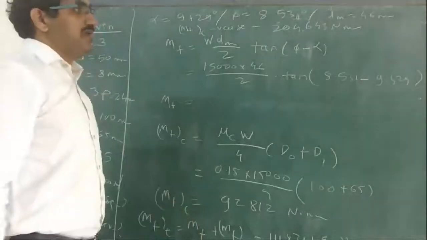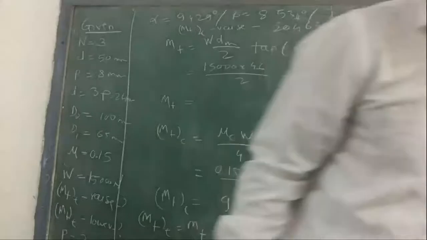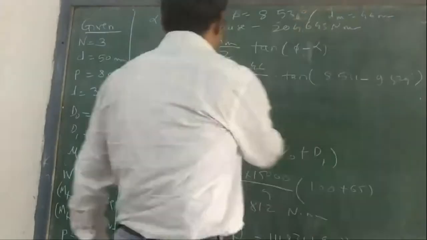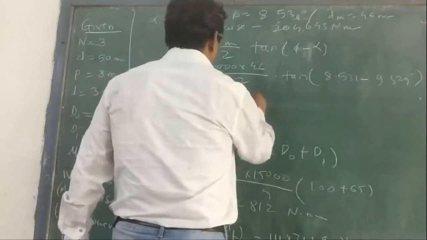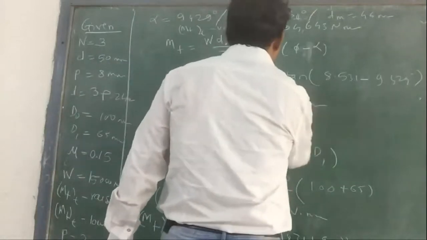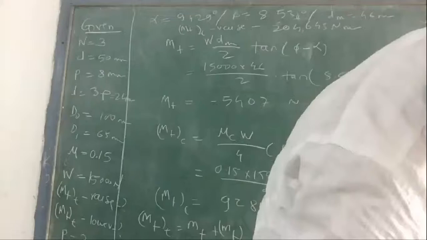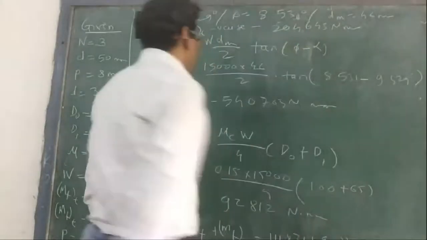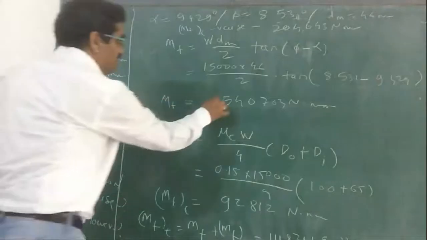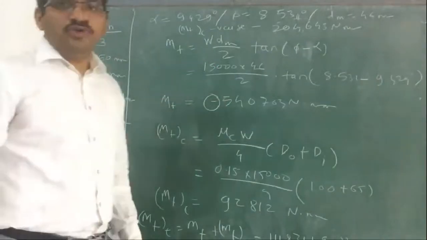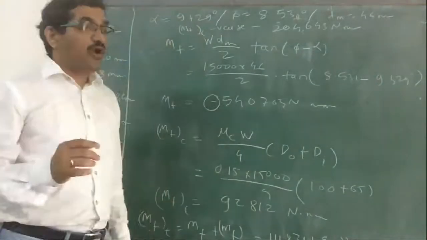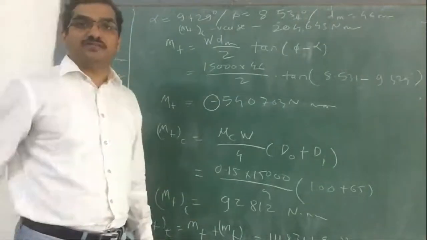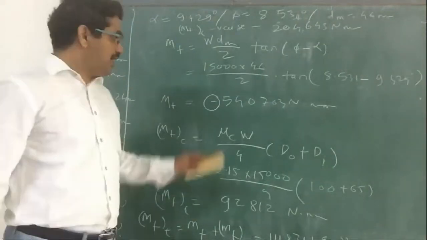Now this will get the answer. 8.531 minus 9.429. The answer has to be negative, and we will get that as minus 5407 Newton. I'm not writing the points. It is something like 63 Newton mm. Okay. So torque is now negative. Just observe this. Torque is negative means what? We will not need extra effort or extra torque to lower the load. It will come by itself. It is not a self-locking screw. Okay. But still it is okay.